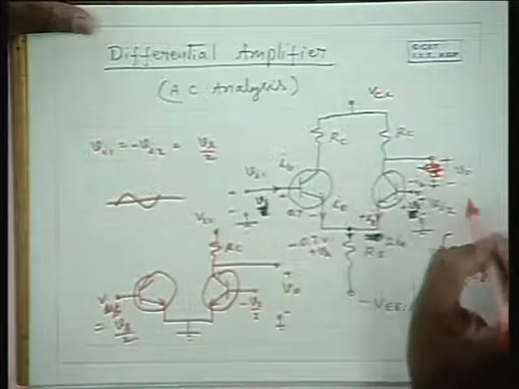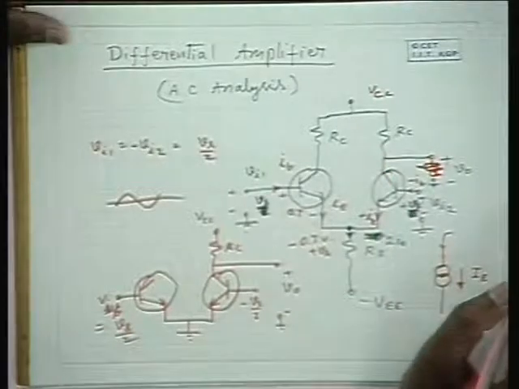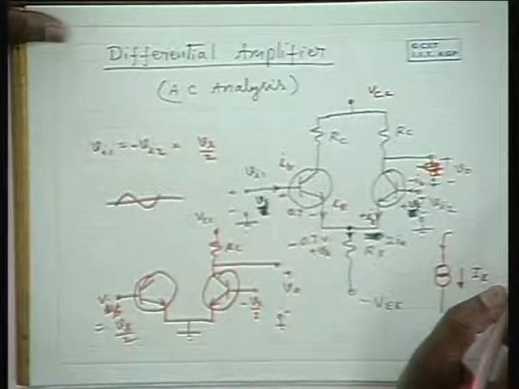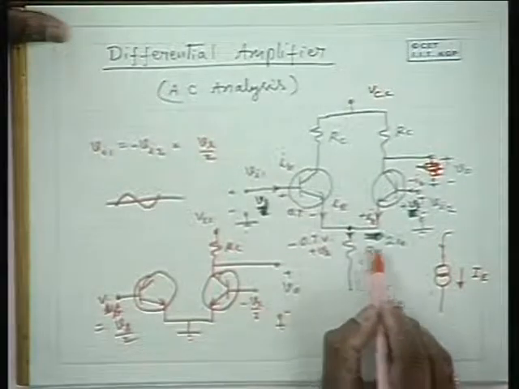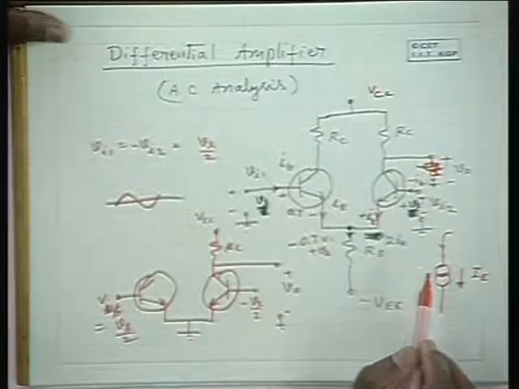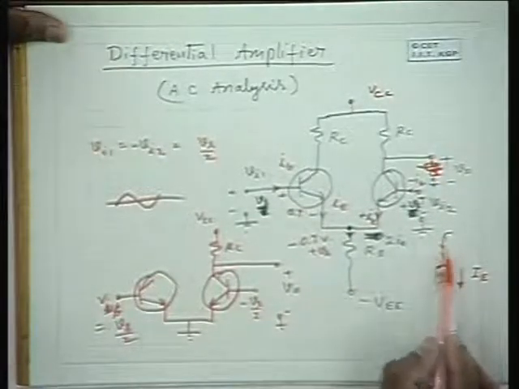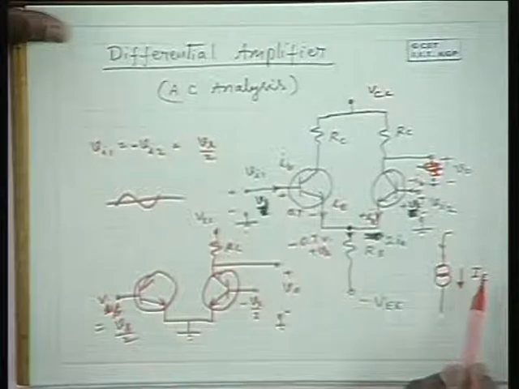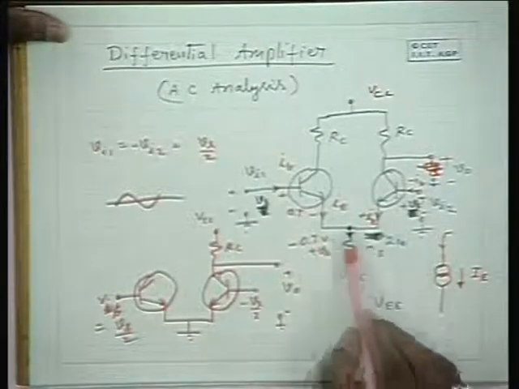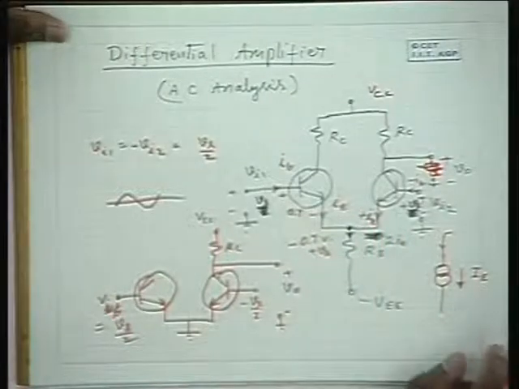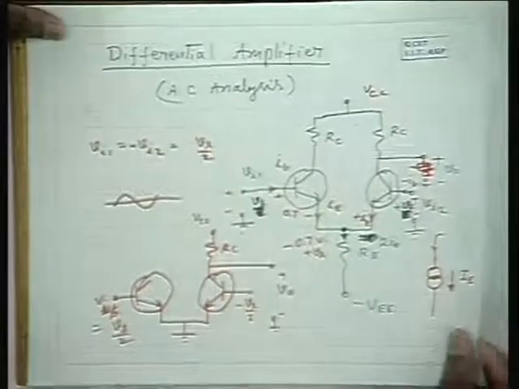Hence, for the common mode signal, the gain is 0 ideally, and that is equivalent to having an RE which is infinity, because when you use a constant current source, the impedance of a constant current source is infinity. So, common mode gain is 0 and CMRR is infinity.